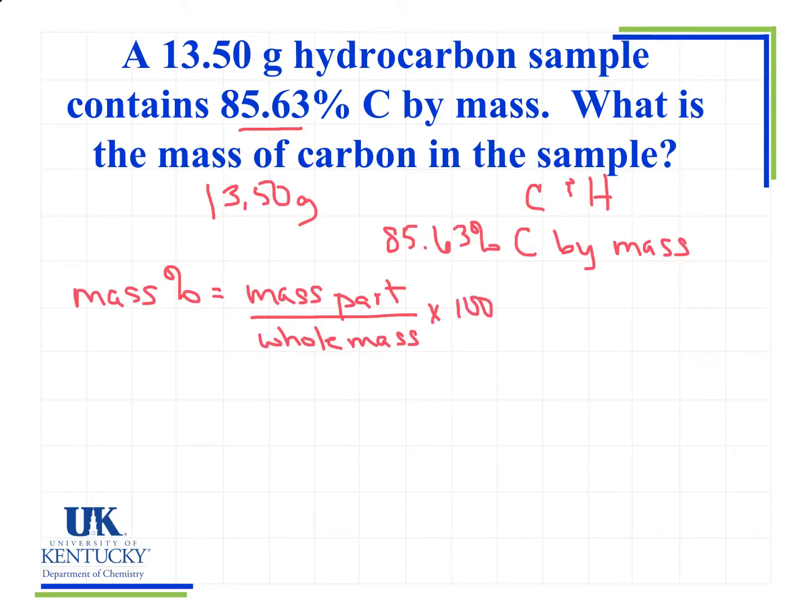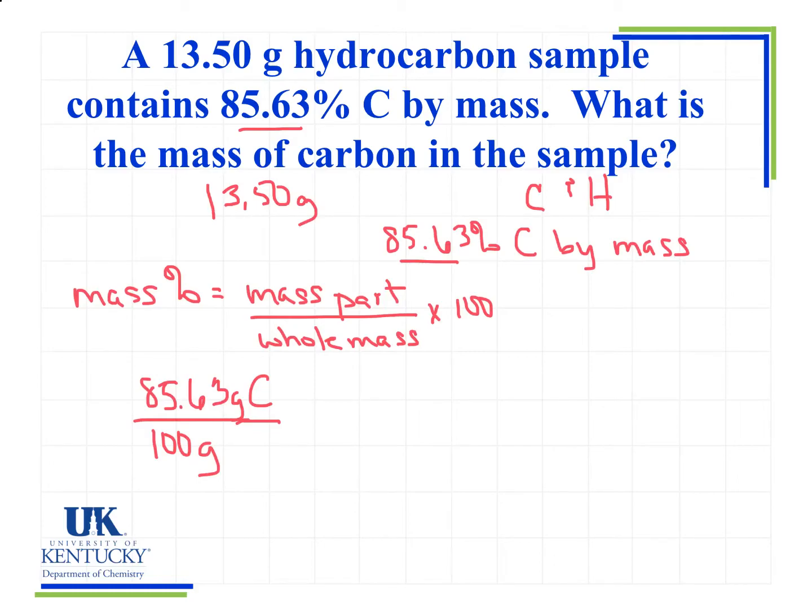So that relationship is always going to be true. We can also write a relationship with that percentage. We can say, if I have a sample that's 85.63% carbon, I can also say that for every 100 gram sample, I have 85.63 grams of carbon. Just like on an exam, if you got 85% of the points and there were 100 points, you would have gotten 85 points out of that. So that's just the relationship that we get from that percentage.